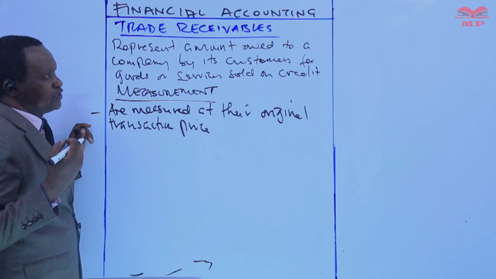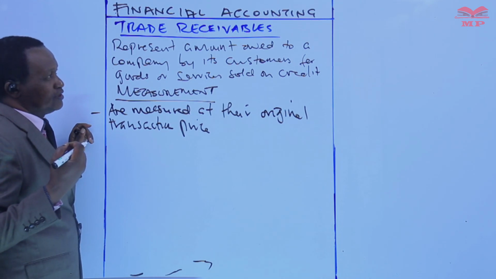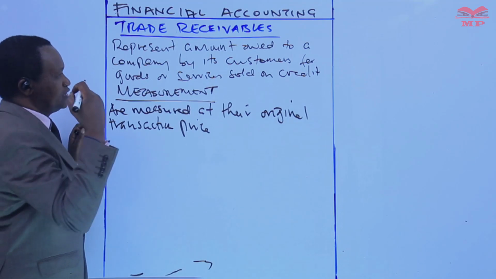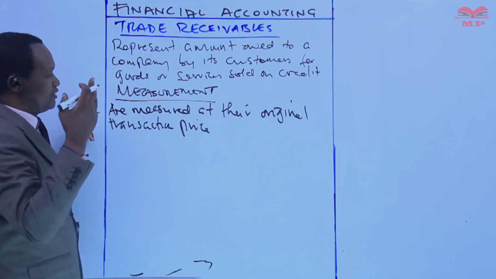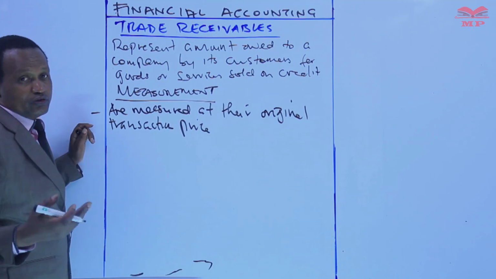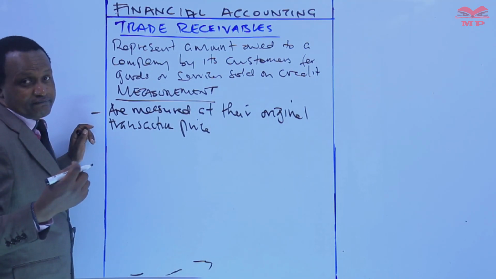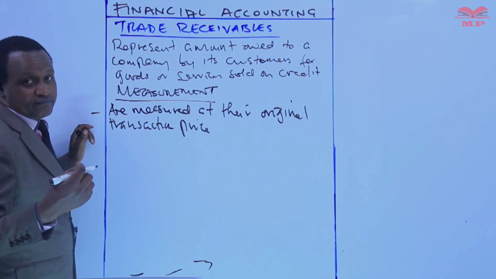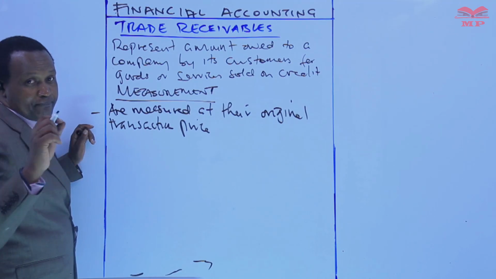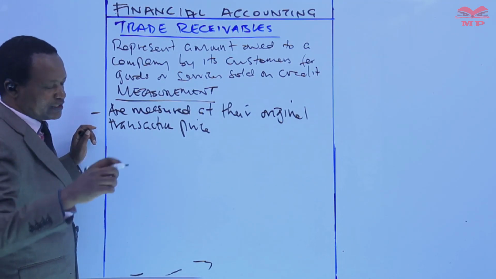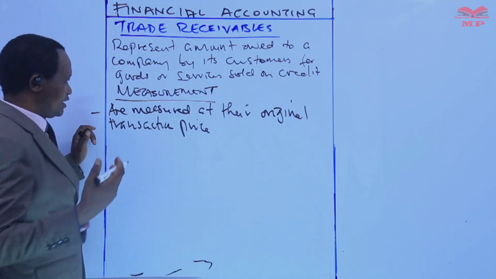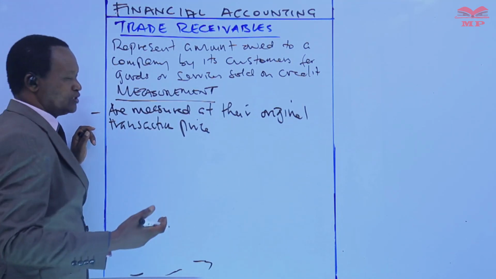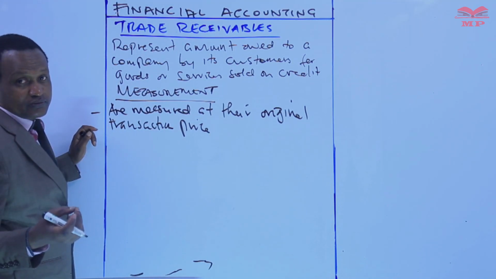If you sell to a debtor goods valued at 1 million, the invoice price is 1 million, then it is that 1 million that is recognized in the books of the seller. The amount of consideration expected to be received, which is the original transaction price, is the amount that is recorded in the books.